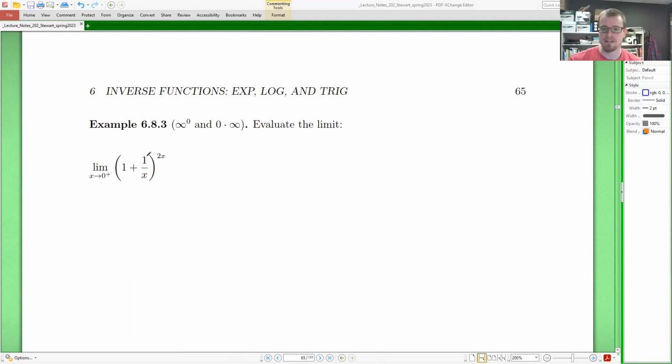We have the limit as x goes to 0 from the positive side. This value here is going to go to infinity. So we're ending up with infinity in here, and then 2 times a number approaching 0 is going to go to 0 as well. So this is going to give us the indeterminate form of infinity to the 0, which is an indeterminate form.